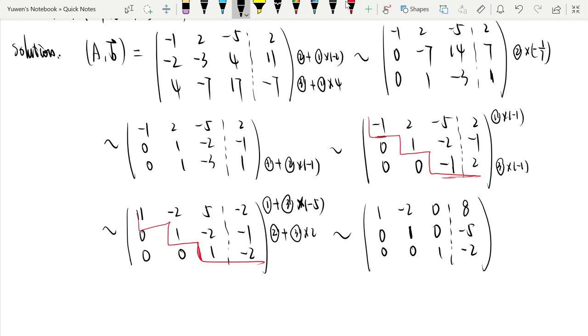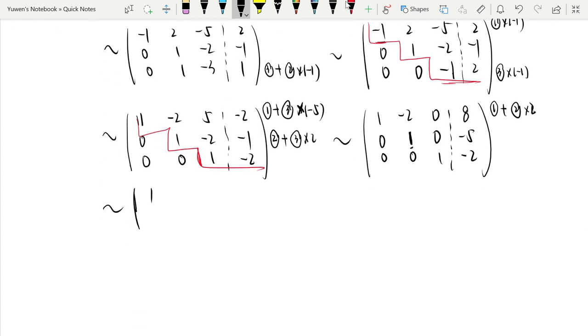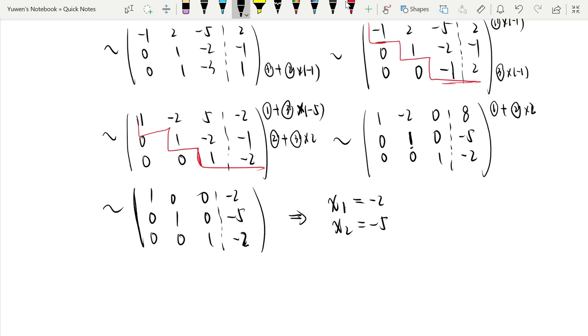And for this leading term, the one above it is non-zero. So the first row plus the second row times 2. So we got 1, 0, 0, and times 2, so that is negative 2. 0, 1, 0, negative 5. 0, 0, 1, negative 2. Now, this matrix corresponds to the linear system x1 equals negative 2, x2 equals negative 5, x3 equals negative 2, and the linear system is solved.